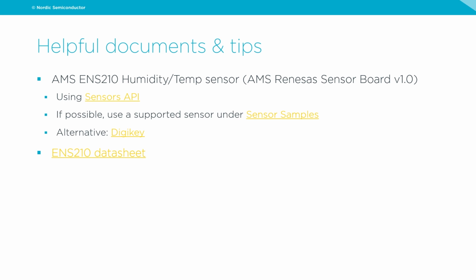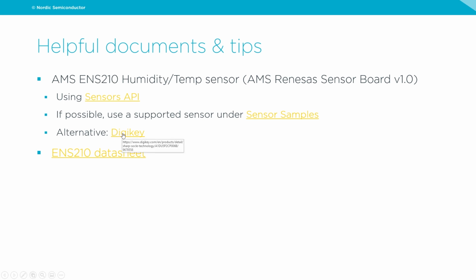So just quickly on the sensor. It is an AMS ENS210 humidity temperature sensor. It's a part of the AMS Renaissance sensor board version 1.0. It's not that easy to find, the sensor board. I spent an hour or two trying to find it, couldn't find it. But for this one, I'm just using the ENS210.